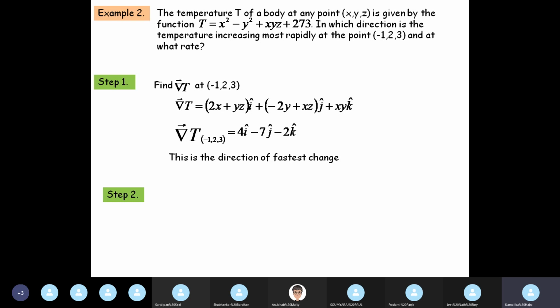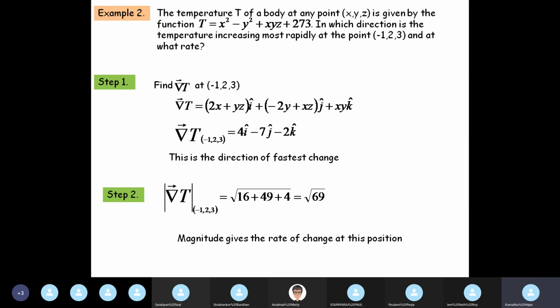Step two is they've asked you the rate. So what will be the rate? Mod of grad T, root over 16 plus 49 plus 4, which is root 69. So this is the rate at which the change is taking place. So basically this will give you the directional derivative dT ds at this point. All right. So magnitude gives the rate of change at this position.